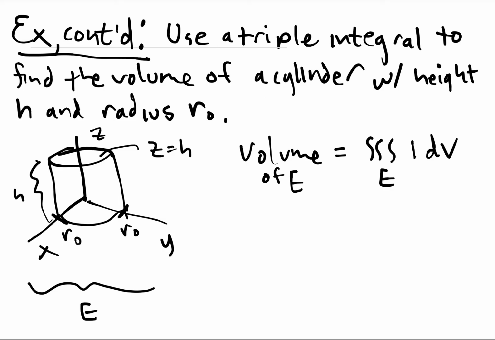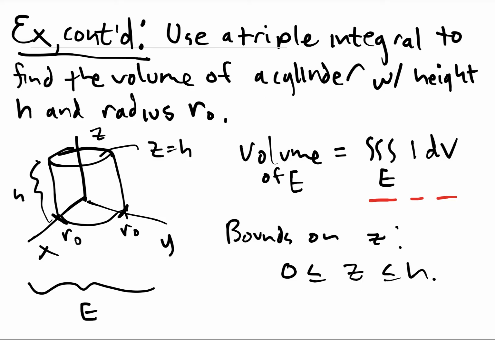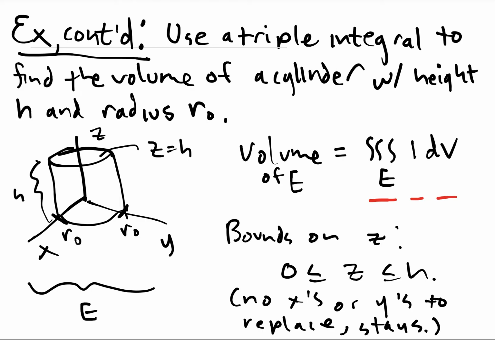Now, what I need to do if I want to express this using cylindrical coordinates is fix my bounds, fix my function, fix my differential. Okay? First off, my bounds on z. We already decided that z was supposed to be stuck between 0 and h. Now, comments here: I don't see any x's or y's, so this is a pretty fast one to fix. There's no x's or y's to replace, so this stays the same. Okay, so this guy stays put.